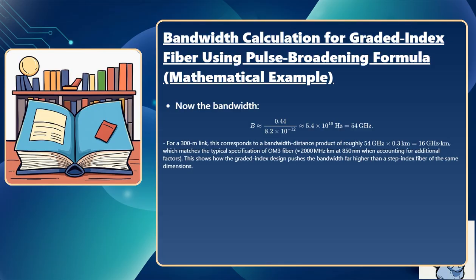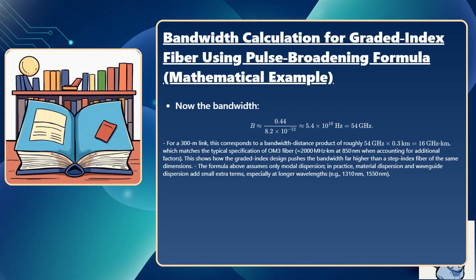For a 300-meter link, this corresponds to a bandwidth distance product of roughly 54 GHz times 0.3 km equals 16 GHz kilometer, which matches the typical specification of OM3 fiber, approximately 2000 MHz kilometer at 850 nanometers when accounting for additional factors. This shows how the graded index design pushes the bandwidth far higher than a step index fiber of the same dimensions. The formula above assumes only modal dispersion.